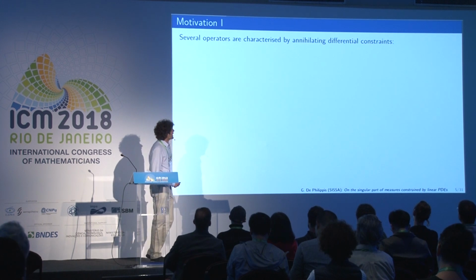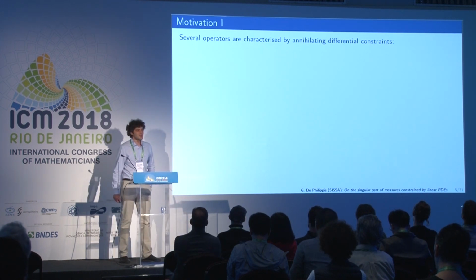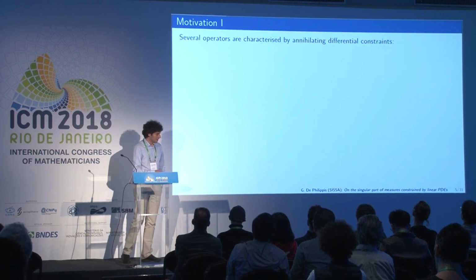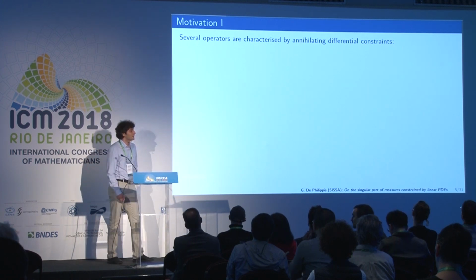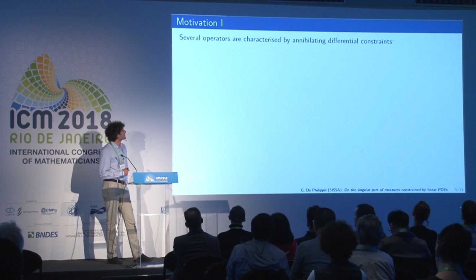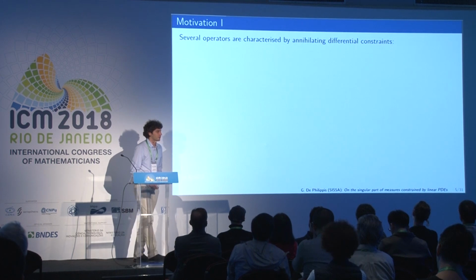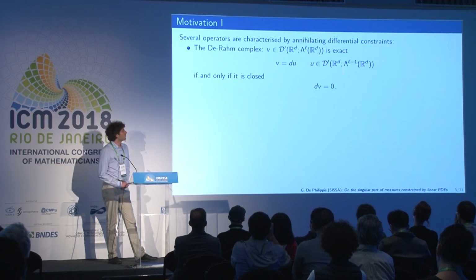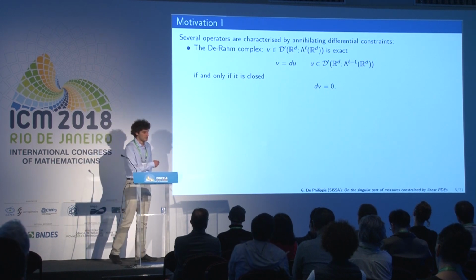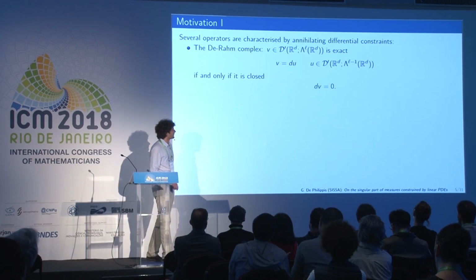Why is one interested in this type of thing? There are several reasons. Let me start by presenting two very broad ones, and then I will go more specifically as the talk goes on. The first motivation is that a lot of natural differential operators are actually characterized by annihilating other differential operators. The most classical example of this is probably the de Rham complex. So an l-form is the differential of some (l-1)-form if and only if it is closed. I don't want to care about topology, so let's just say in R^n this is true.